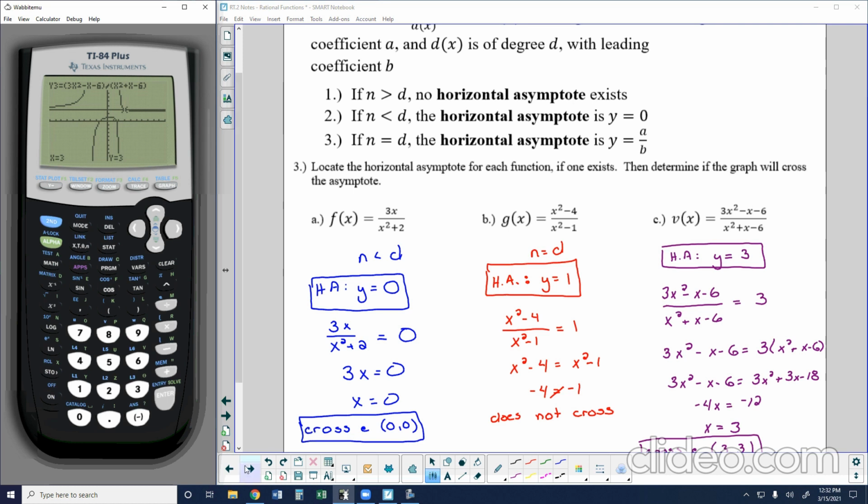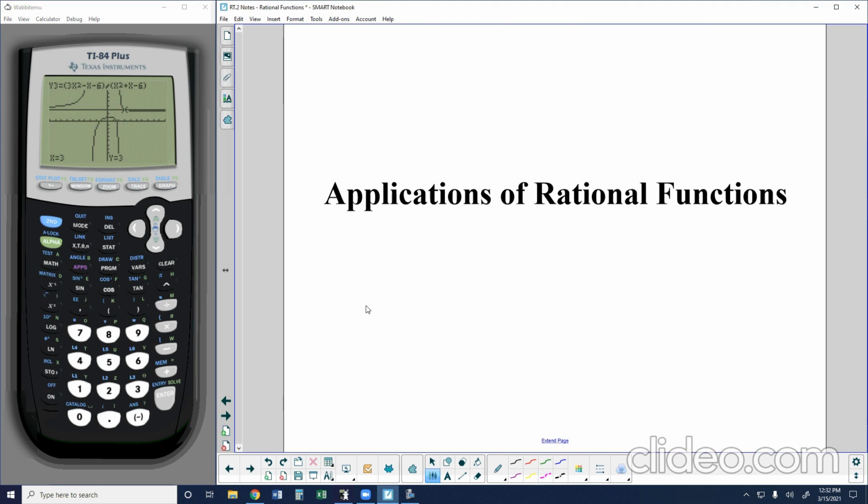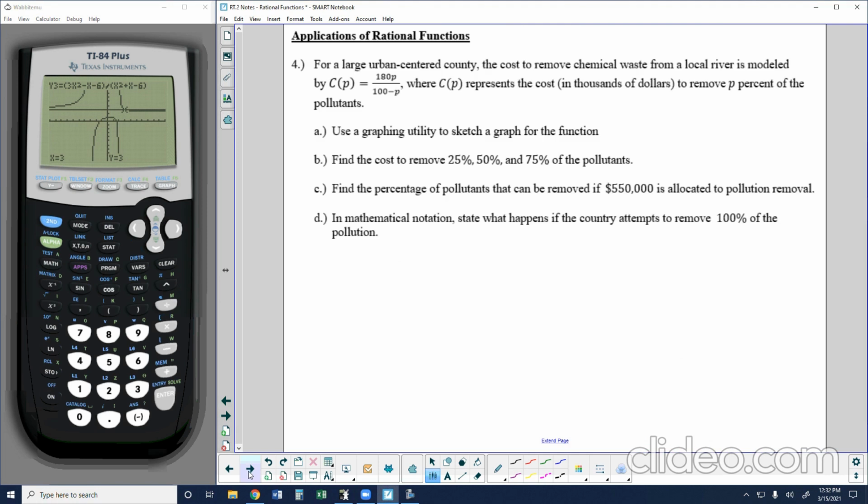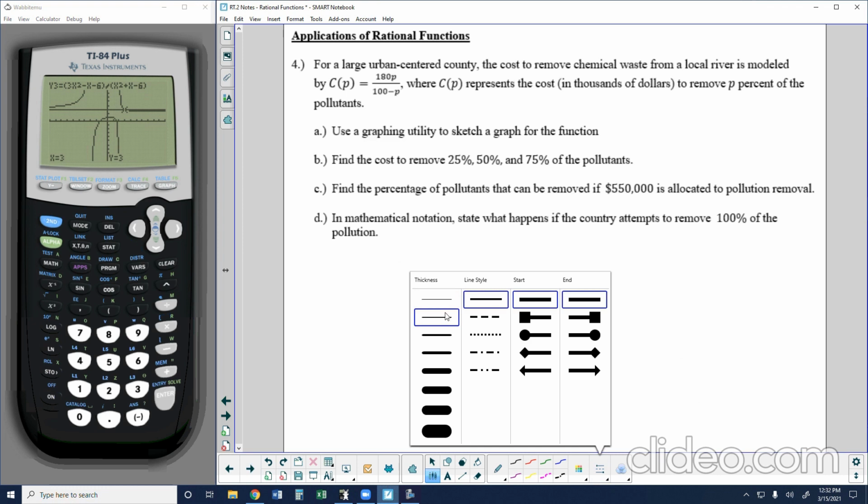Now, the last bit that we have to solve for rational functions is the application of rational functions. And in these cases, we're primarily going to rely on the computation methods of the calculator. So let's take a look at an example. It says, problem number 4, for a large urban-centered county, the cost to remove chemical waste from a local river is modeled by C of P, which is 180P over 100 minus P, where C of P represents the cost in thousands of dollars to remove P% of the pollutants. Use a graphing utility to sketch a graph for the function.